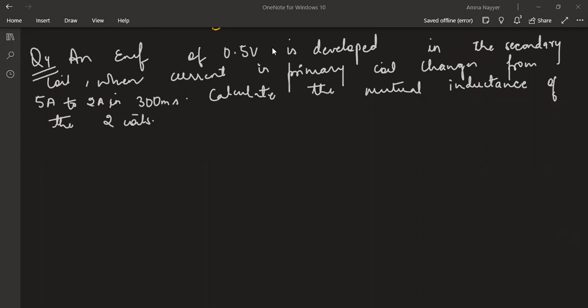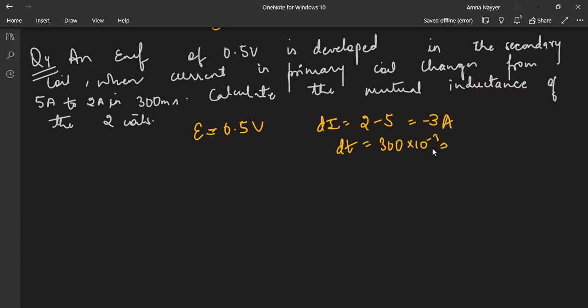Correct answer, Atif. Good. See, EMF is given to you. EMF is 0.5 volt, right? And what do we have is an EMF of 0.5 volt is developed in the secondary coil when the current in the primary coil changes. So there's a change in the current. dI is given 5 amperes to 2, means 2 minus 5, final minus initial, so that becomes minus 3 amperes. All right. And change in time will be taken as 3 milliseconds.